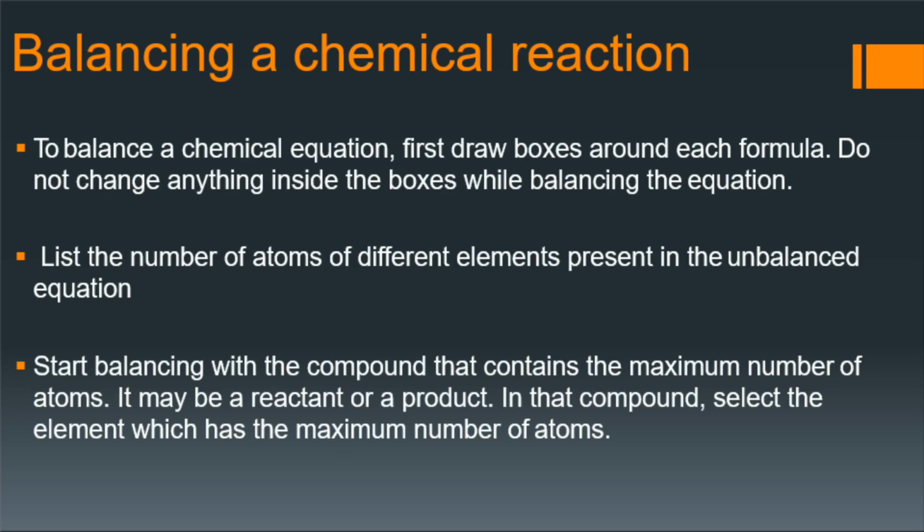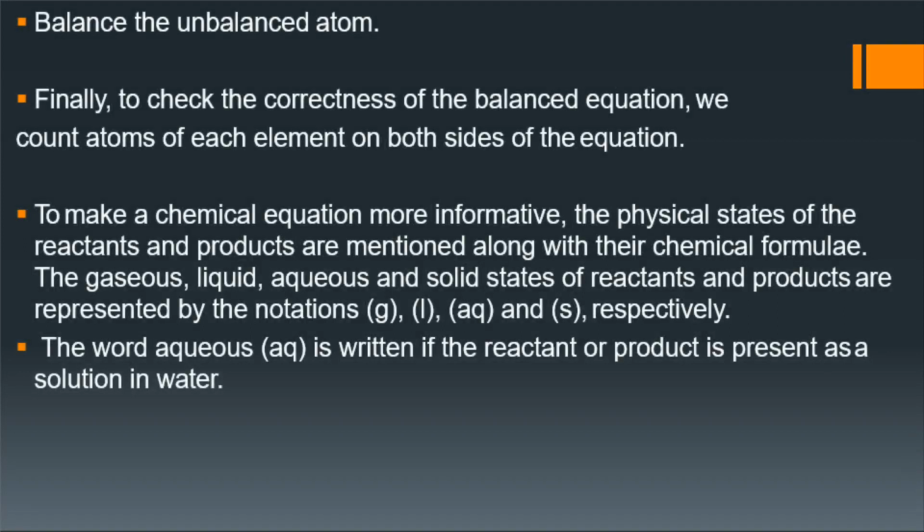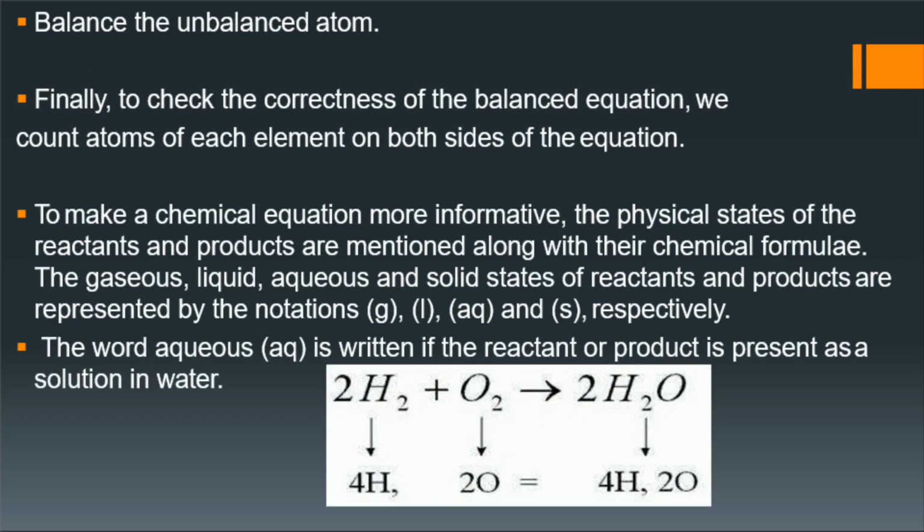Balancing the reaction correctly will ensure that the equation follows the law of conservation of mass. In order to be sure that a balanced chemical equation is truly balanced, the number of atoms of each element on both sides of the equation must be the same. This is accomplished by adding the appropriate coefficients before the formulas of the reactants and products.